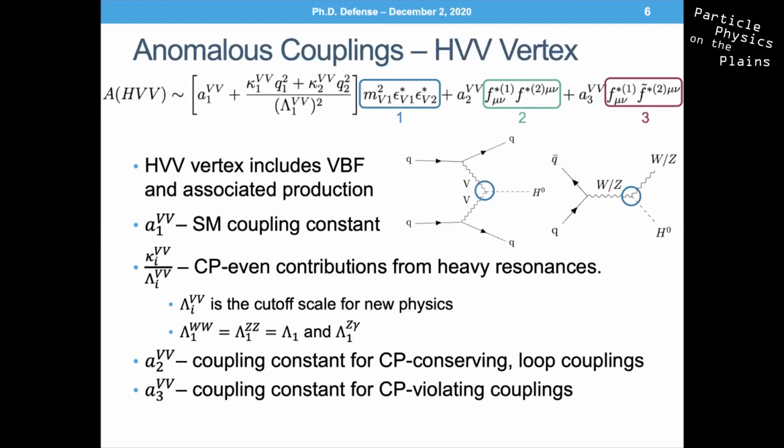Then we can look at the green term, and the coupling constant scaling there is the A2 constant. So this will scale CP conserving loop couplings, since this is a CP even vertex as well. And then, as I mentioned, the third term scales the CP violation. So this A3 coupling constant scales the CP odd coupling term. So that's the interpretation for the HVV vertex.